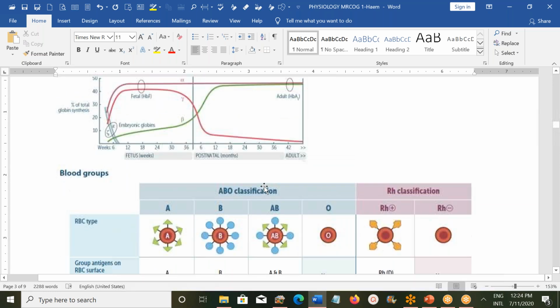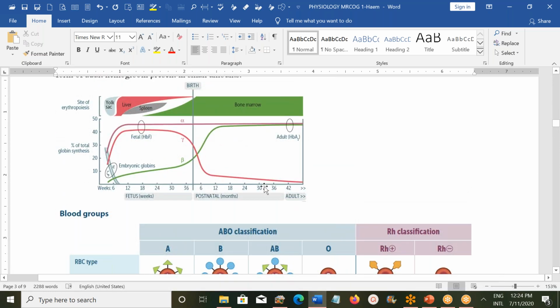So can you tell me something about erythropoietin? What is the role of erythropoietin?